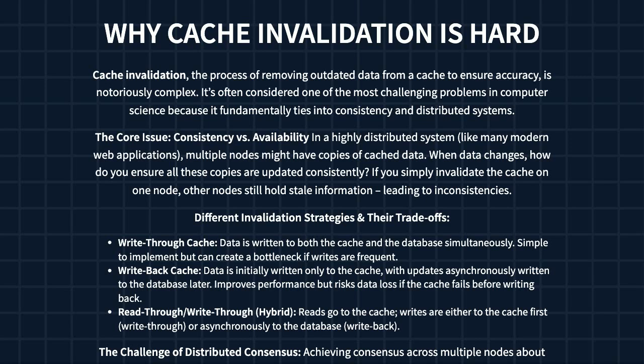The challenge is, how do we make sure everyone gets the latest version of the data consistently, especially in a system where there are many different parts all working together? There are several approaches: write-through, write-back, and hybrid, each with its own set of trade-offs. Ultimately, it's about finding a balance between keeping things fast and available and making sure everything's accurate and consistent.